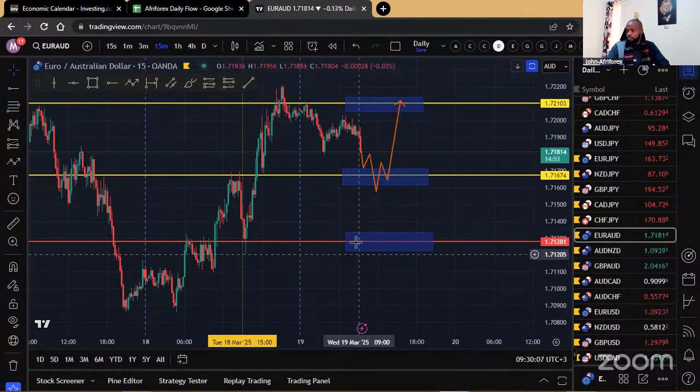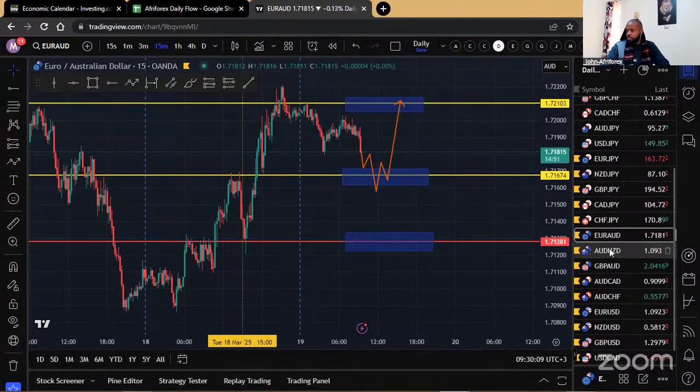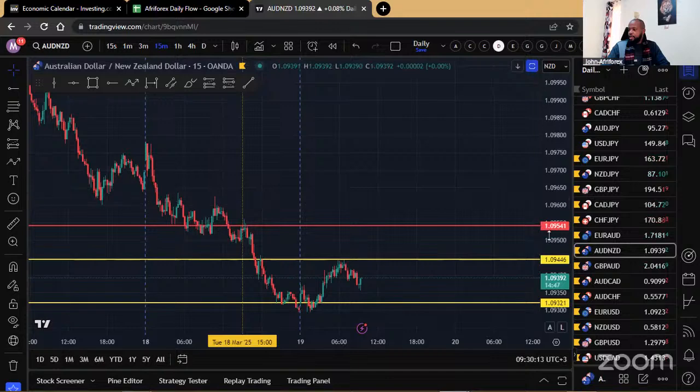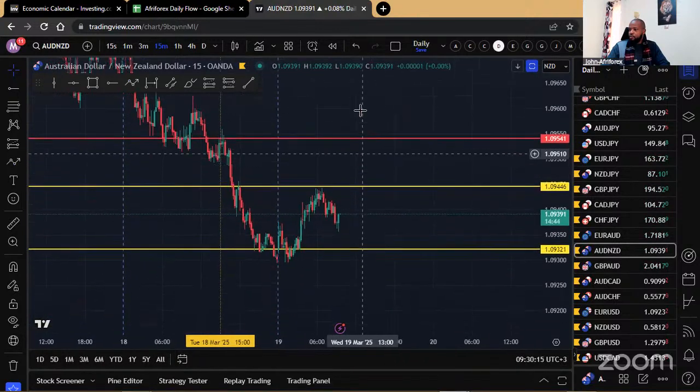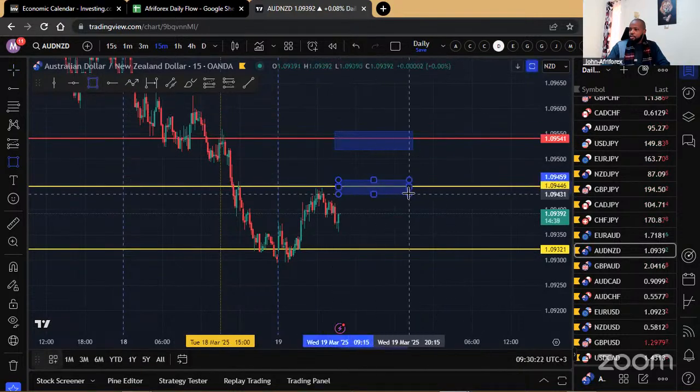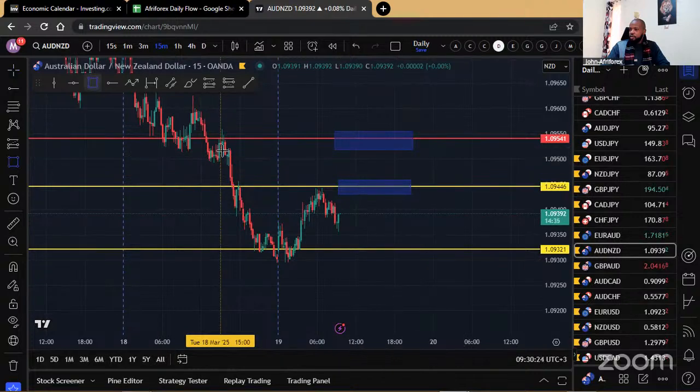So let's wait and see what happens, but also watch out for the red SNR. In case the pullback comes in deeper and the big boys need that price, then at least we should be ready for that, but well aware that that's going to be the last area where we will be attempting our aggressive buying opportunities. So the next one, this is the Australian dollar against the New Zealand dollar.